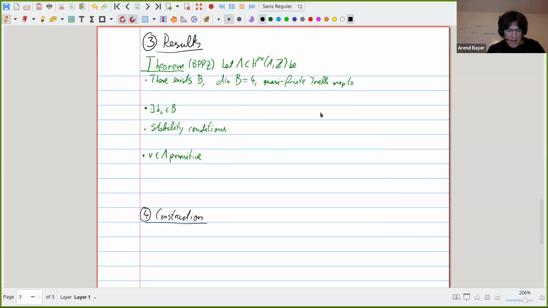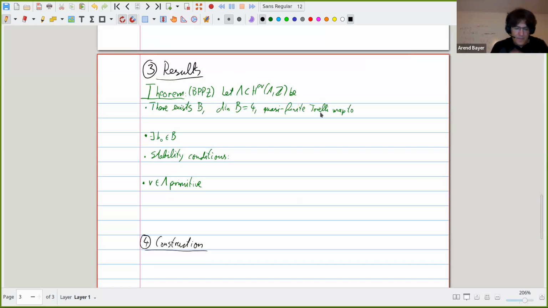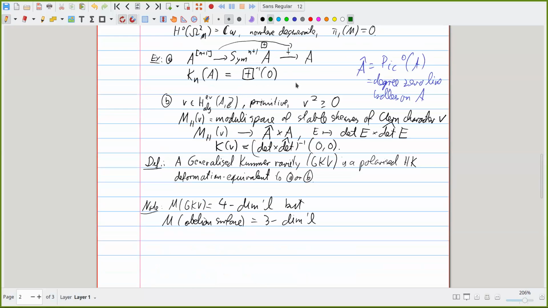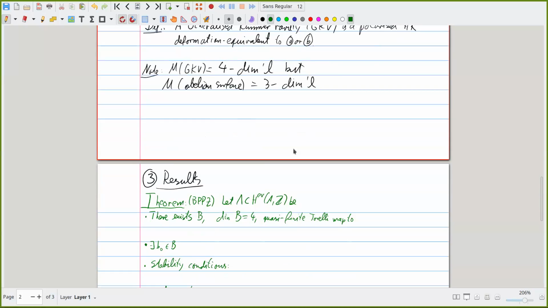Okay, and so here is our main result. So for Arend, just going back, these are polarized moduli spaces. Yeah, so I always look at moduli spaces of polarized hyperkaehlers. Okay, so you get the 4-dimensional. Exactly. Yeah. All right, thanks.